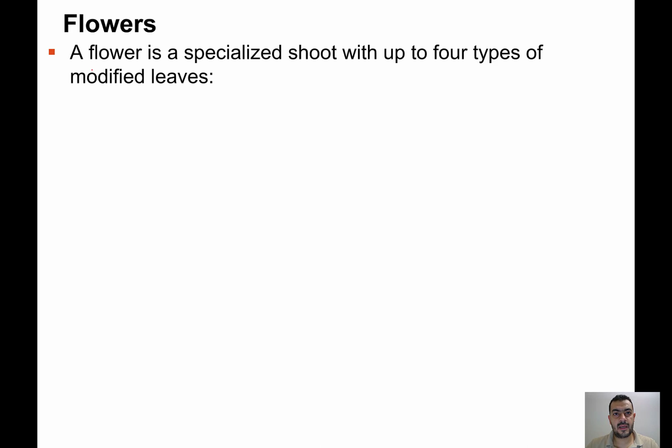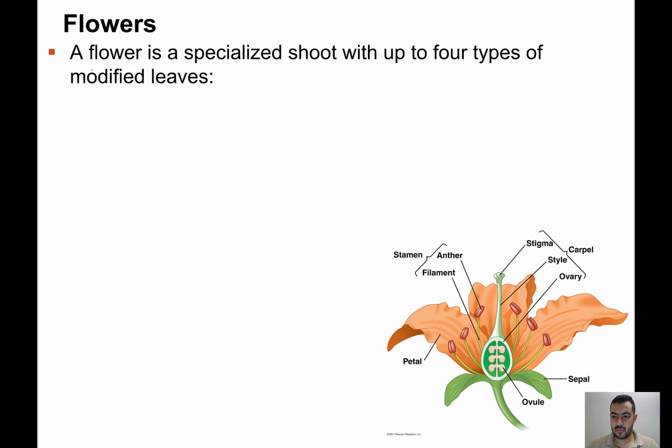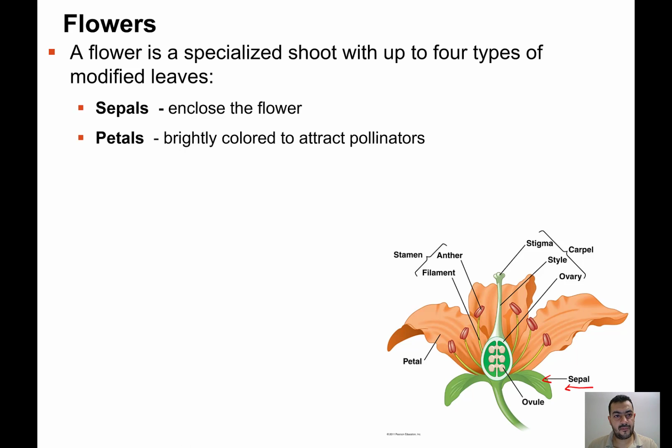So a flower is a specialized shoot with up to 4 types of modified leaves. If you can see this representative image of a flower, we can see that we have 4 types of modified leaves. The first one is the sepals. These sepals are the ones that enclose the flower before it opens up. So these are the first type of modified leaves. Then we have the petals, and these are the colorful leaves that aim to attract the pollinators.